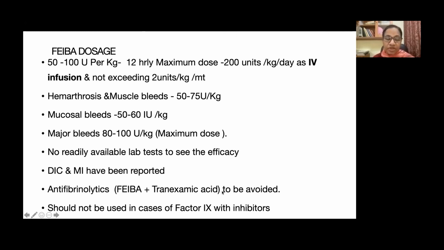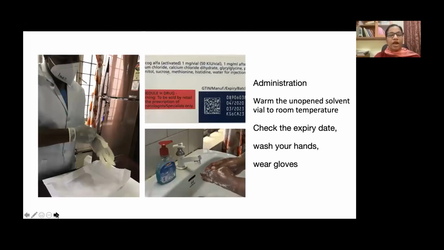And along with emicizumab, you should also not give tranexamic acid. So along with all the agents which act in the common pathway, this is not recommended. And in case of factor IX inhibitors, as I have already mentioned, this should not be used. Then how will you give FEBA?